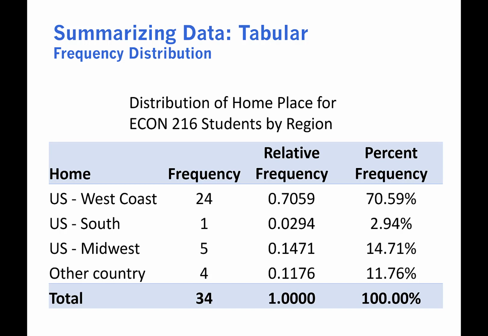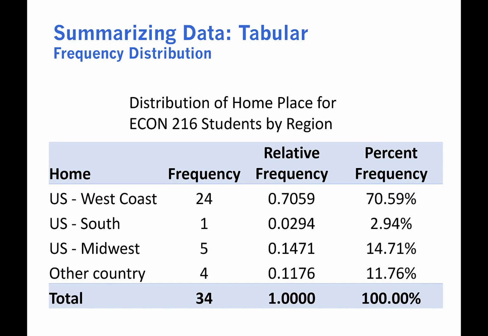So for the West Coast class, we have 70.59%. For South, we have 2.94%. Midwest gives us 14.71%. And other countries is 11.76%. Notice the grand total for the percent frequency must be 100% because that's all of the observations in your sample.